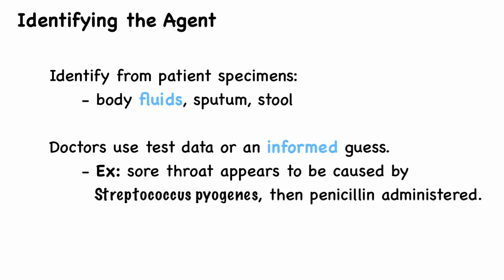However, in many real clinical situations, doctors cannot wait several days for lab results, especially if the infection is severe. In those cases, physicians often begin treatment using test data or an informed guess. This decision is based on the patient's symptoms, medical history, and the type of infection suspected. For example, if a patient presents with symptoms of strep throat, a doctor may start treatment for Streptococcus pyogenes even before the lab confirmation comes back.